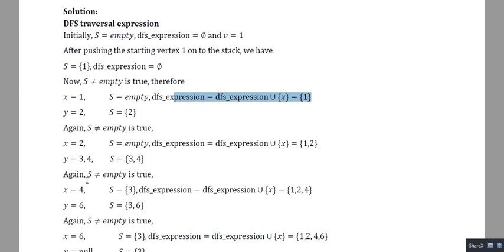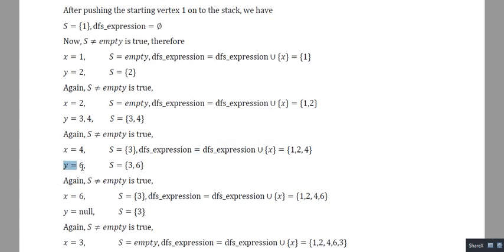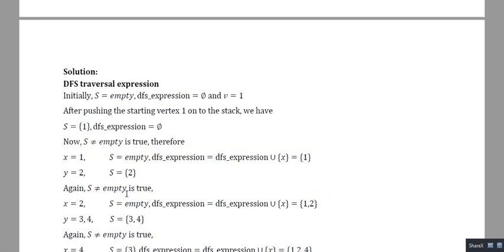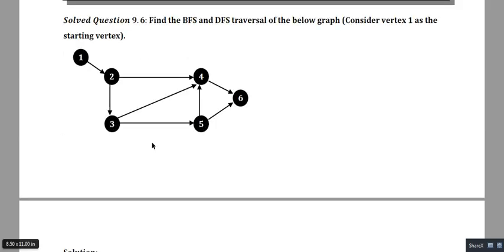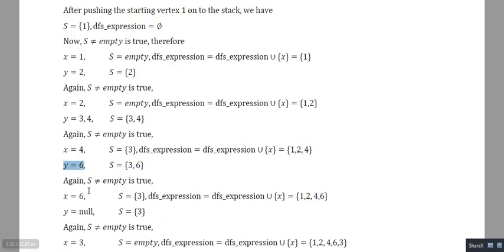Now again the stack is not empty, so again you pop. Assume that the rightmost element is the top element of the stack. So 4 will be popped, and now the stack will contain 3, because 4 is already popped, and DFS, which was initially 1, 2, union 4, will be 1, 2, 4, right? And Y will be 6, meaning the neighbor of the popped node 4 is 6 only. So you just push it. Again the stack is not empty.